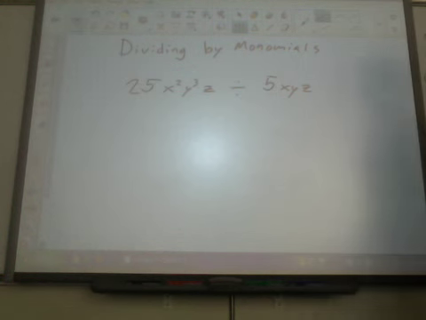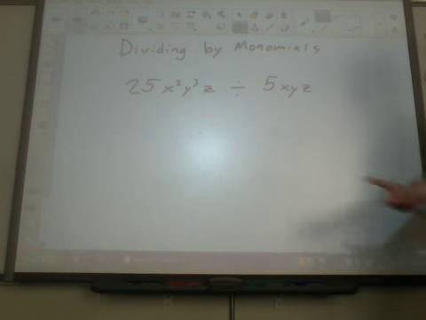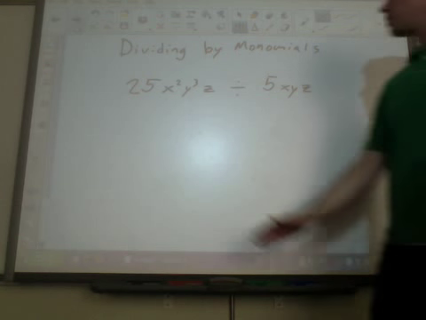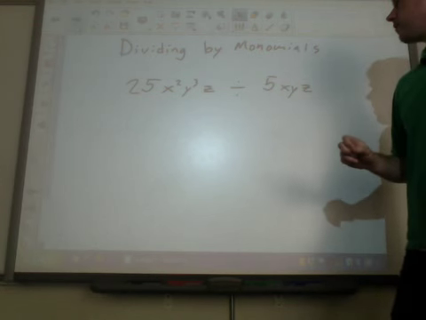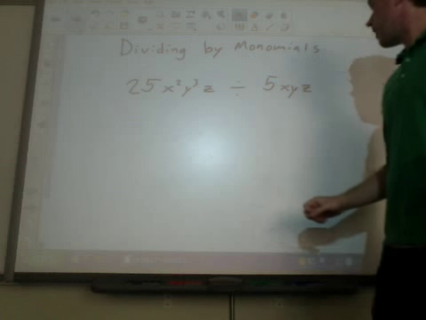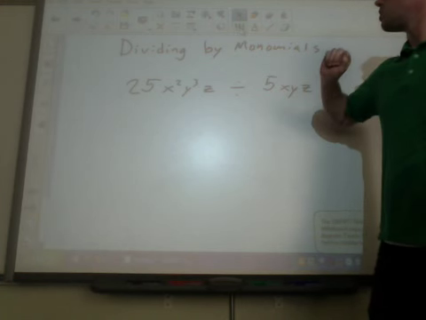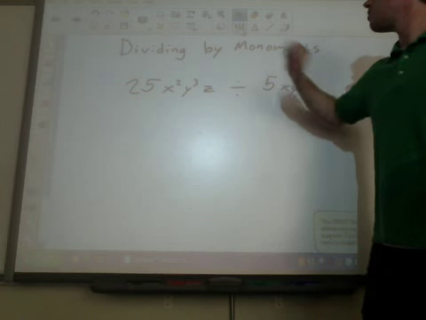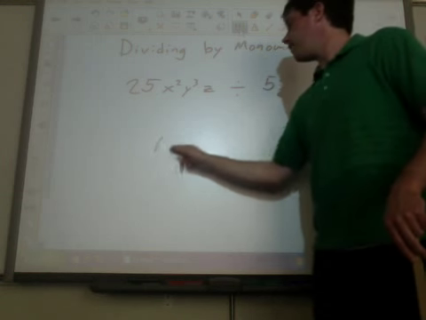So with that done, let's talk about dividing by monomials real quick. It's basically the same process, but instead of multiplying, we're dividing. Okay, so you're going to do each piece separately. First, the coefficients. 25 divided by 5 in this example. That equals 5. So there we go. So 25 divided by 5 is 5.